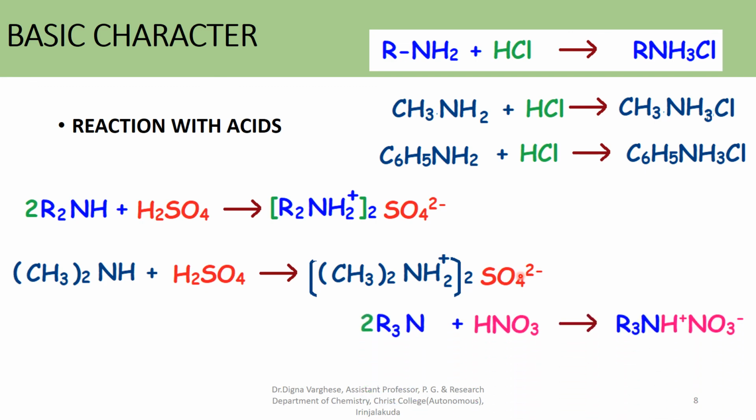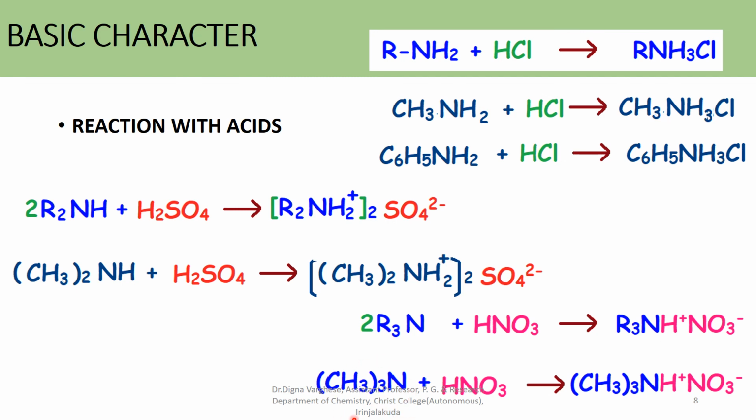Here you can see a tertiary amine reacts with nitric acid to form a trialkyl ammonium nitrate. Likewise, trimethylamine reacts with nitric acid to form trimethyl ammonium nitrate. Okay, just an adduct formed.